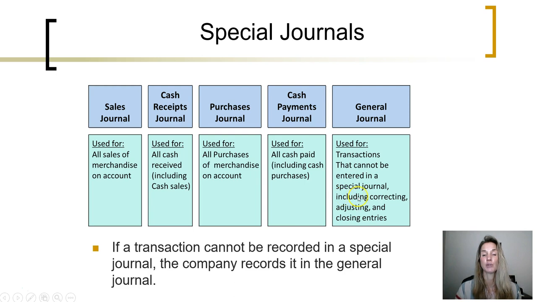And finally, the general journal is used pretty much for any transaction that does not involve sales on account, cash receipts, purchases on account, or cash payments. Basically, if a transaction doesn't fall into one of those four categories, then by default, we record it into the general journal.